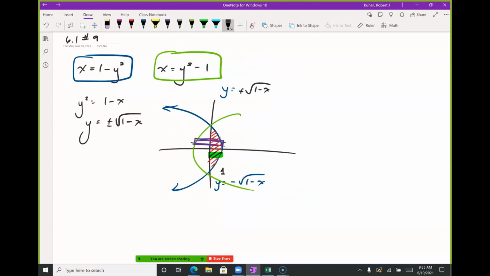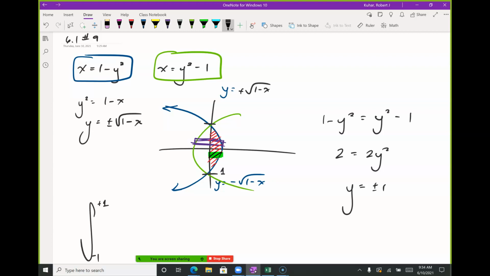Okay, so I know I need an integral from c to d. So where are these two things hitting each other, right? At what y values are they hitting each other? So it's pretty clear that 1 minus y squared equals y squared minus 1, right? And so 2 equals 2y squared. So y is plus or minus 1. So my integral is going from minus 1 to 1. Does that make sense?